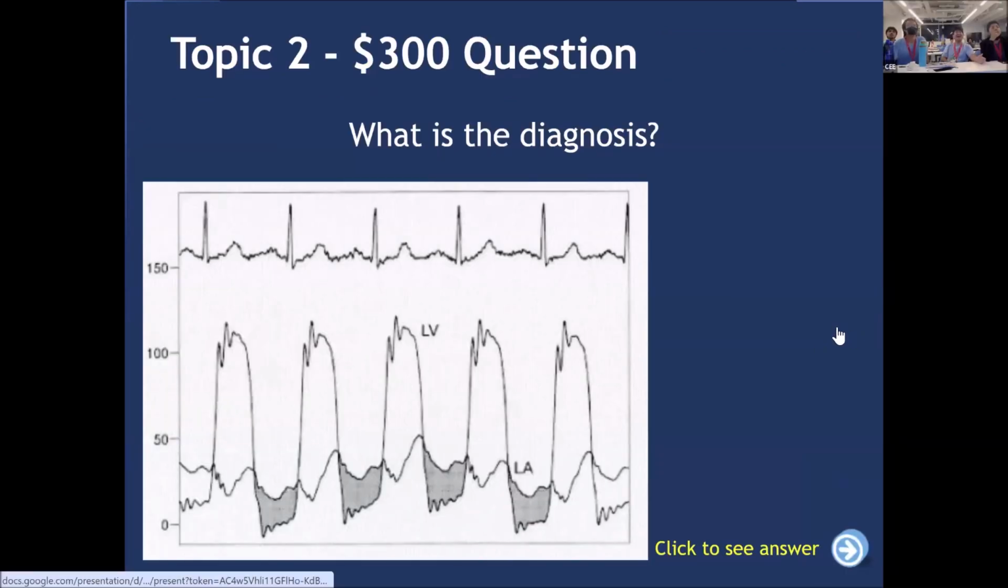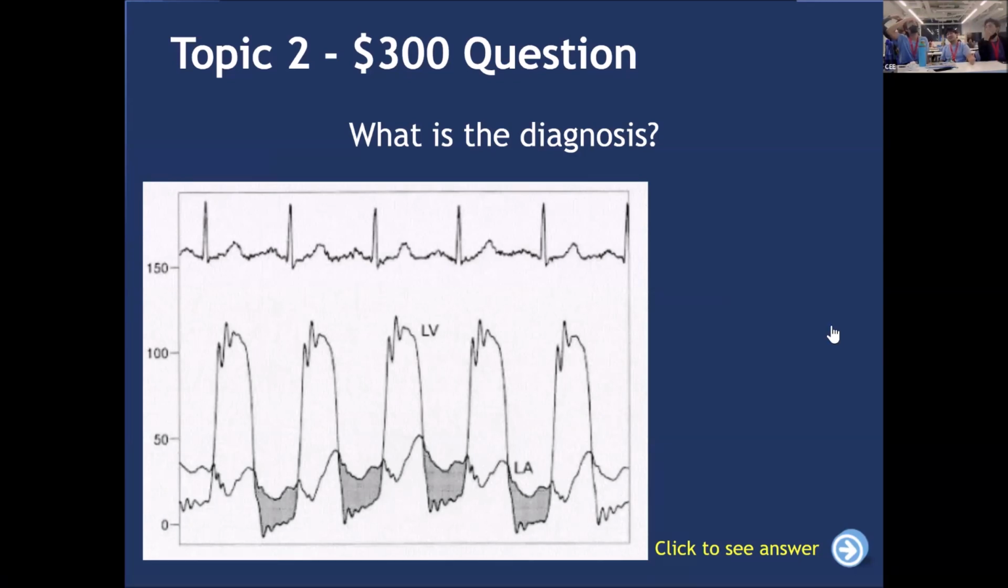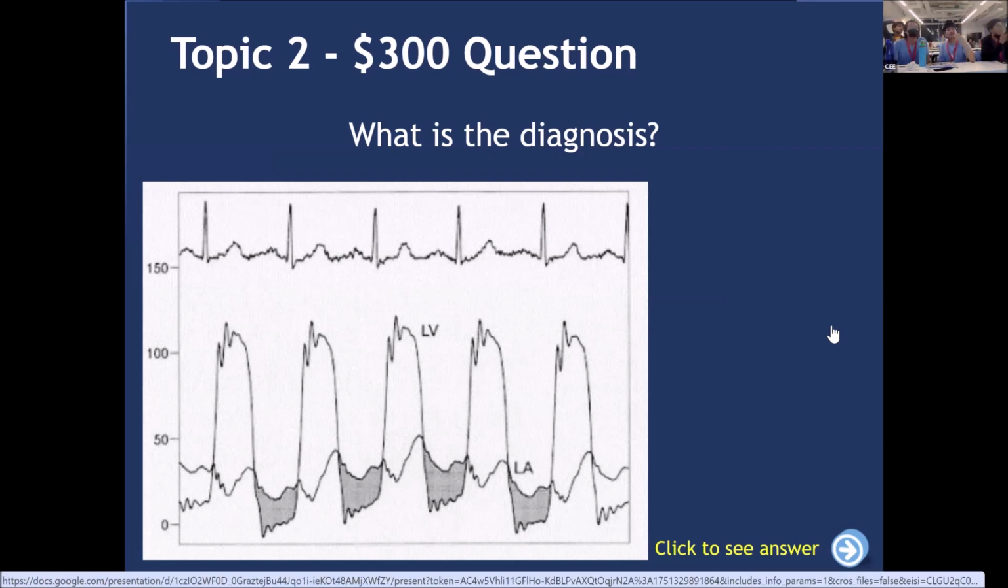Wait, surely that's it. No, that's not AFib. The rhythm is regular, because there's also... Isn't it? Yeah, it's not. Is it not?